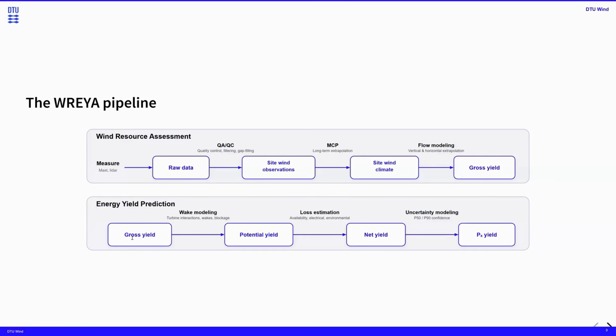And this is where we want to add losses and uncertainty. So we have first a wake modeling step where we add the wake losses and take the gross yield to the potential yield.